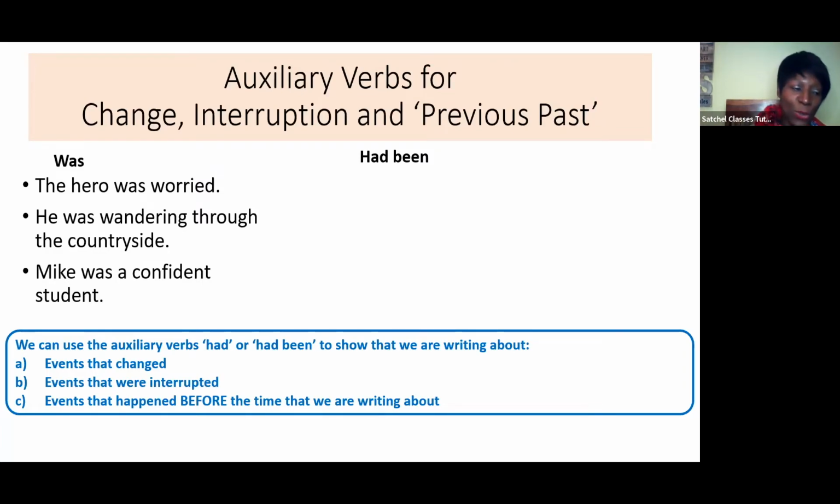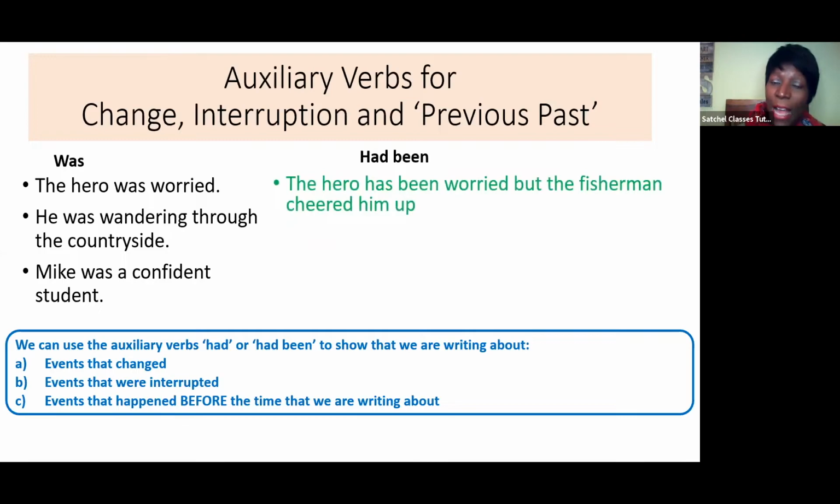And then for non-fiction writing, Mike was a confident student. You can see they all use was, but if we use the had been, we can show some kind of change, some kind of interruption, and the previous past. So for example, the hero had been worried, but the fisherman cheered him up. You can see there's a change in his emotions.